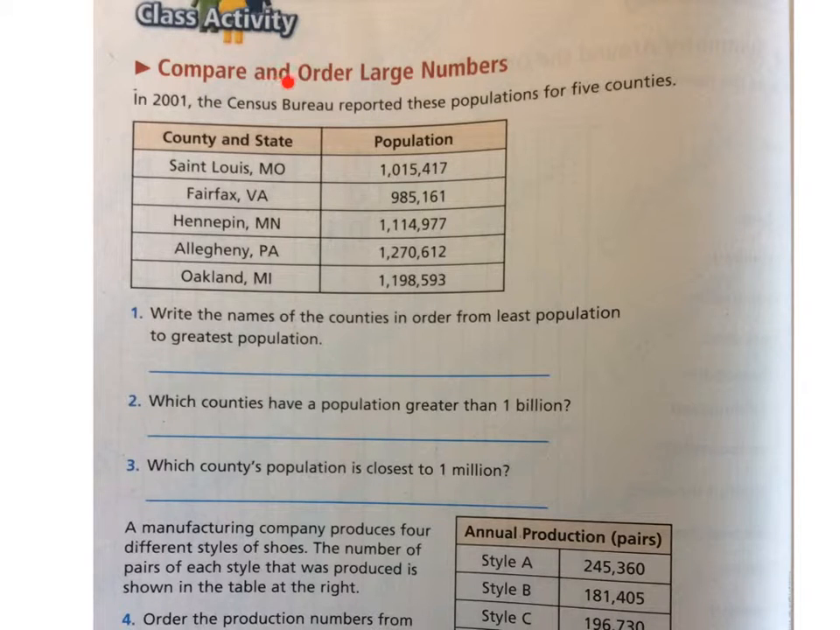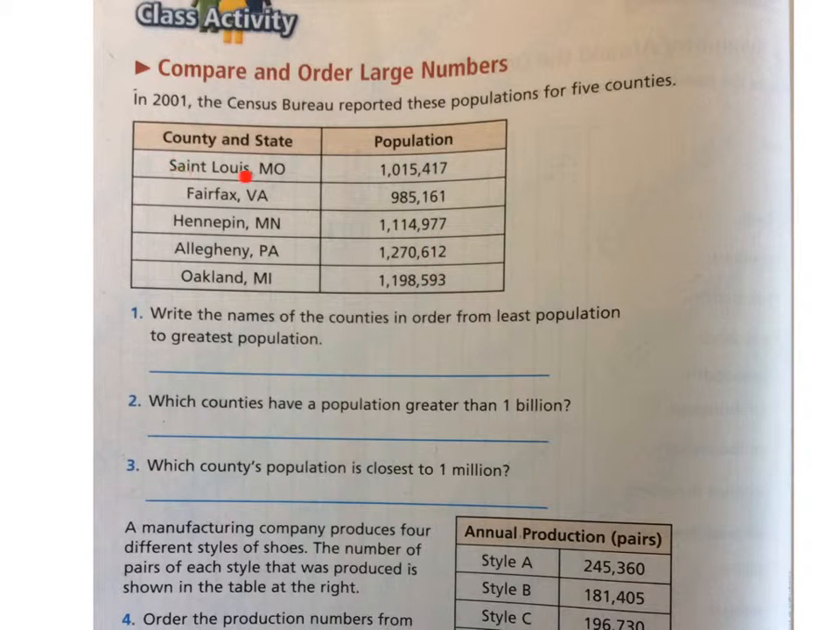Now we've got comparing and ordering large numbers. Directions say, in 2001, the Census Bureau reported these populations for 5 counties. Looks like the word countries, but there's no R. So counties. So I see a table here. I want to look at the whole table first so I know what I'm actually going to be learning about. I see the 2 headings are county and state. And then I see a list of counties and states. And populations. So these are going to be the populations over here.